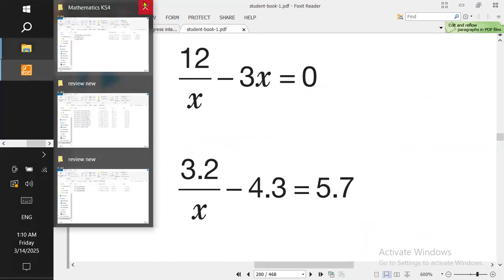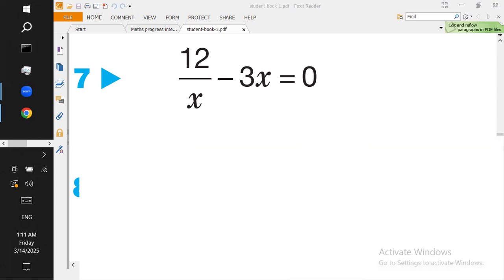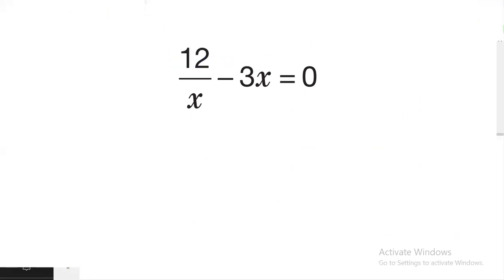If you have a question like this and they tell you to solve, the first thing you do is change the places of some elements to make it easier to solve. Now here we have an x in the denominator, but I can't take it to the other side until I get rid of the negative 3x. So the first step is to take the negative 3x to the other side and change the sign. So it's going to be a positive 3x.